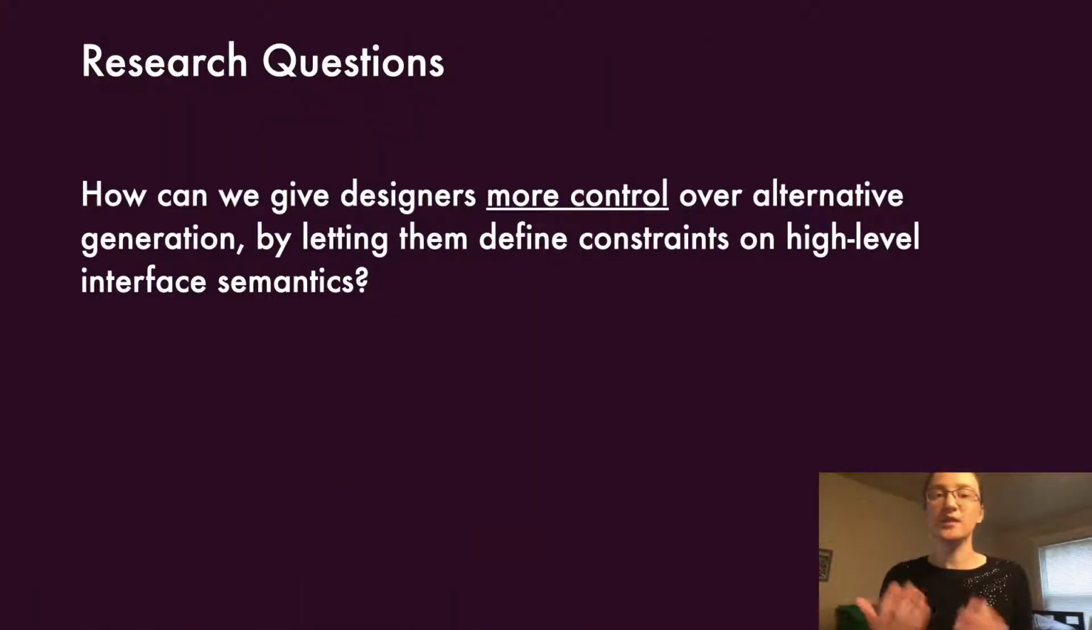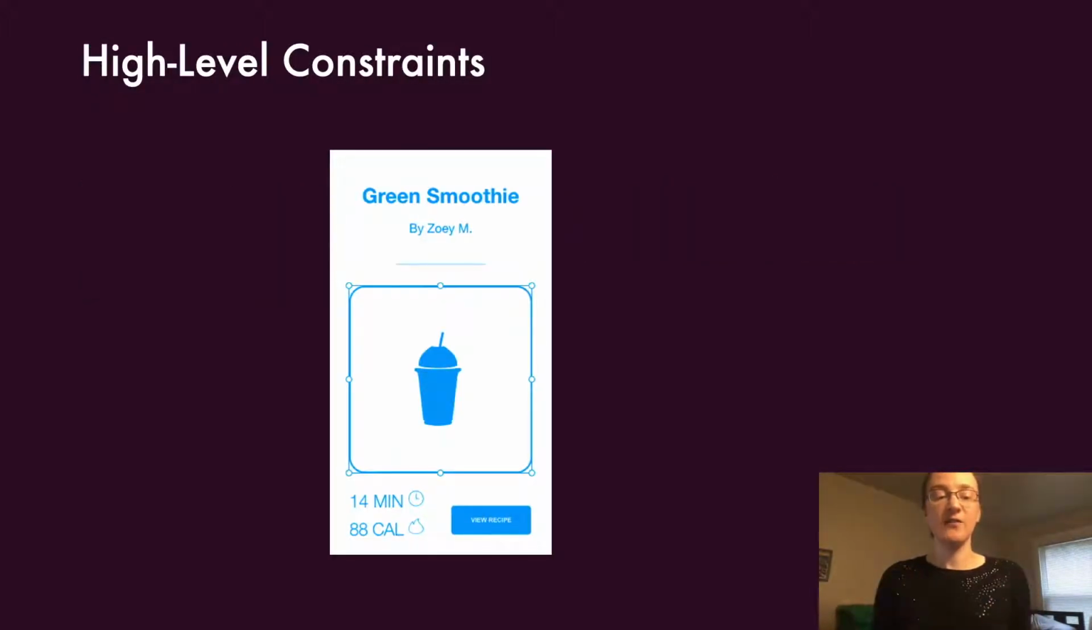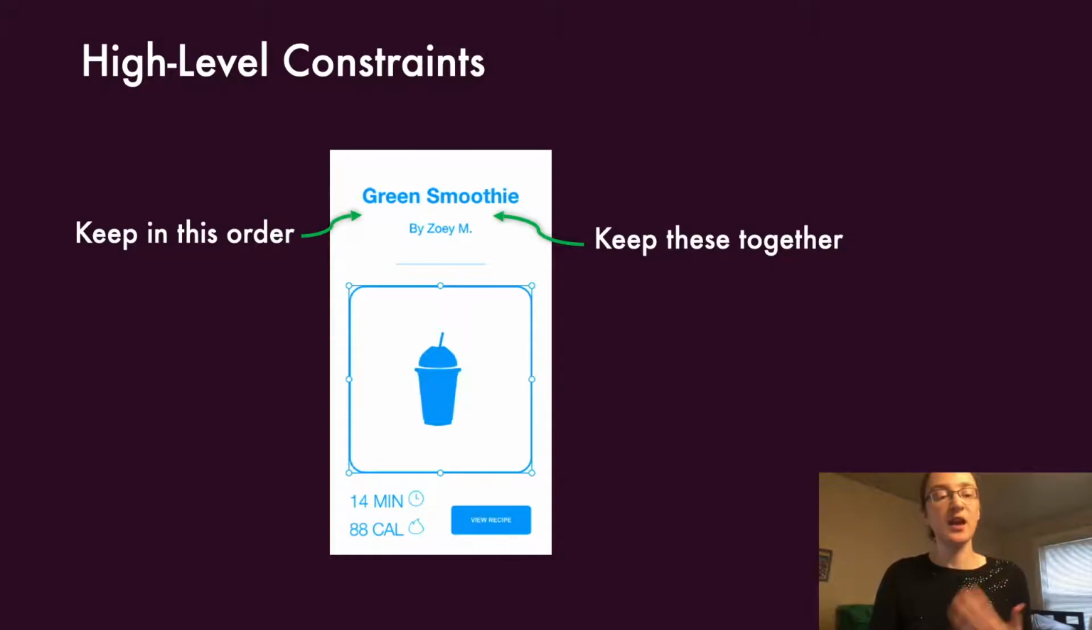So within Scout, we explore a few different research questions to advance upon previous work. The first is, how can we give designers more control over alternative generation by letting them define constraints on high-level interface semantics? So I'll first define what we mean by a constraint. We know designers often have high-level semantics in mind for their interfaces, like which elements should go together, which order they should be kept in, and which elements are the most important. These reflect basic rules the designer wants to define on the interface layout and semantics.